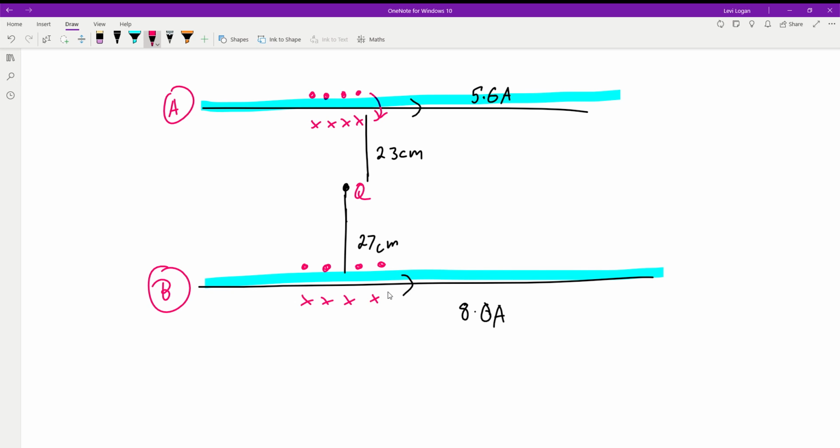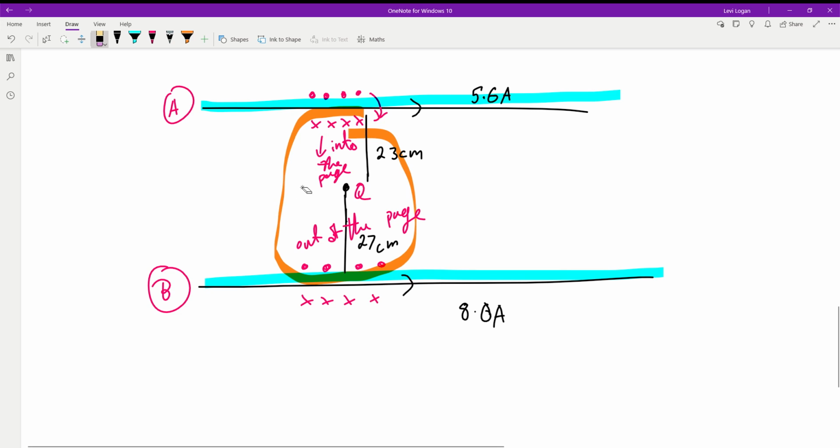Now, what this means is we have a difference in here. This is not the same. This is going into the page, and this is going out of the page. What that means is the magnetic field strength of wire A and the magnetic field strength of wire B are going to cancel each other out at some point here because they'll be going against each other. So we need to work out which one's more dominant.